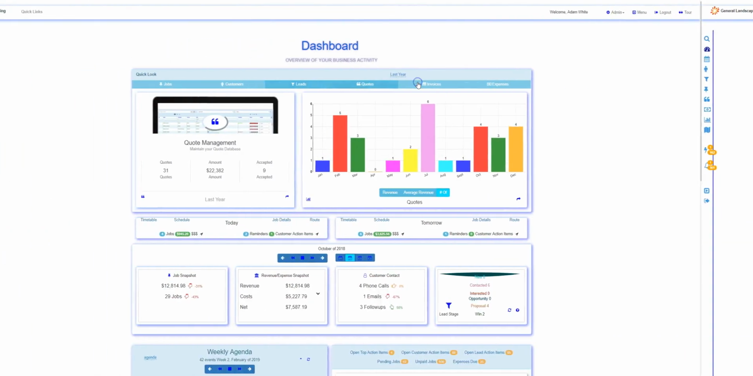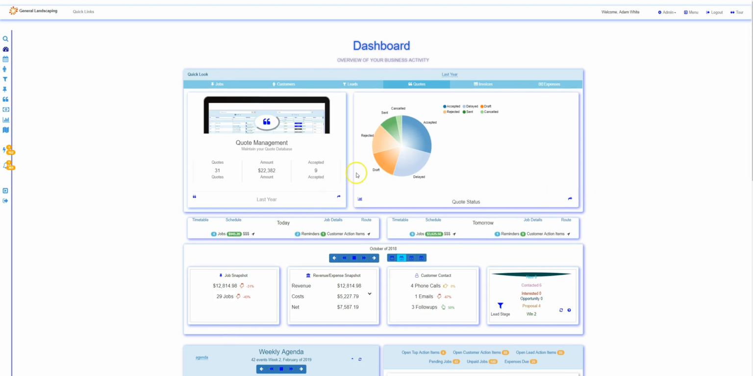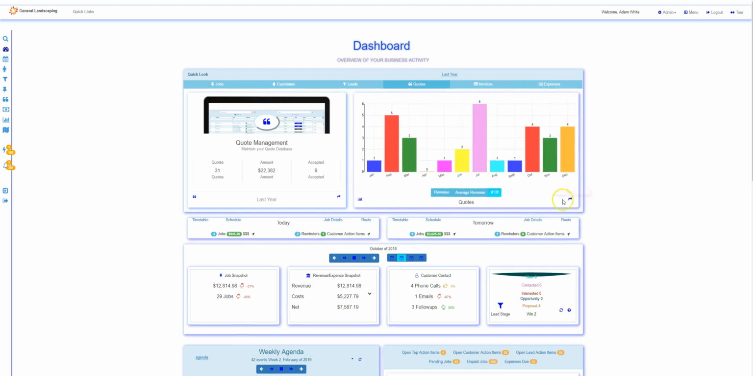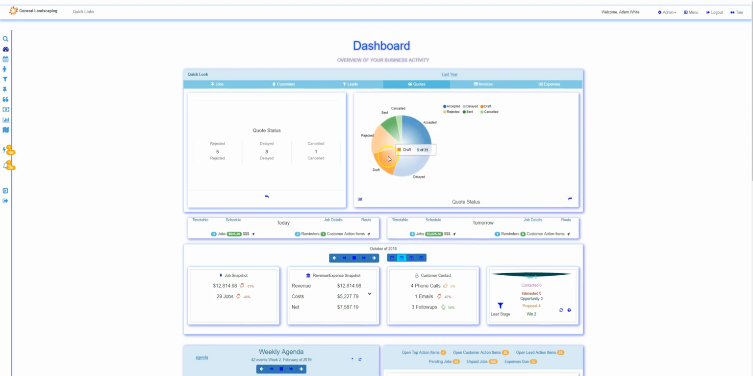We'll jump over to the quotes view. Similar information again. This is showing the number of quotes over time. The quote status, whether they've been delayed, accepted, canceled, or whatever status they're in. And this gives an overview. Under quote management, it gives an overview. We've had 31 quotes. We have $22,000 in quotes outstanding. 9 have been accepted. So we have 5 rejected, 8 delayed, 1 canceled. That's similar to this view over here.